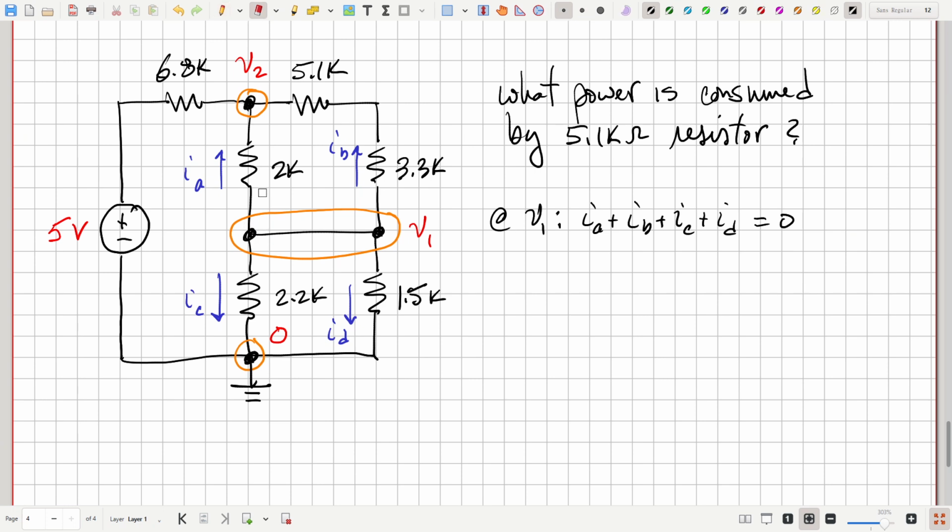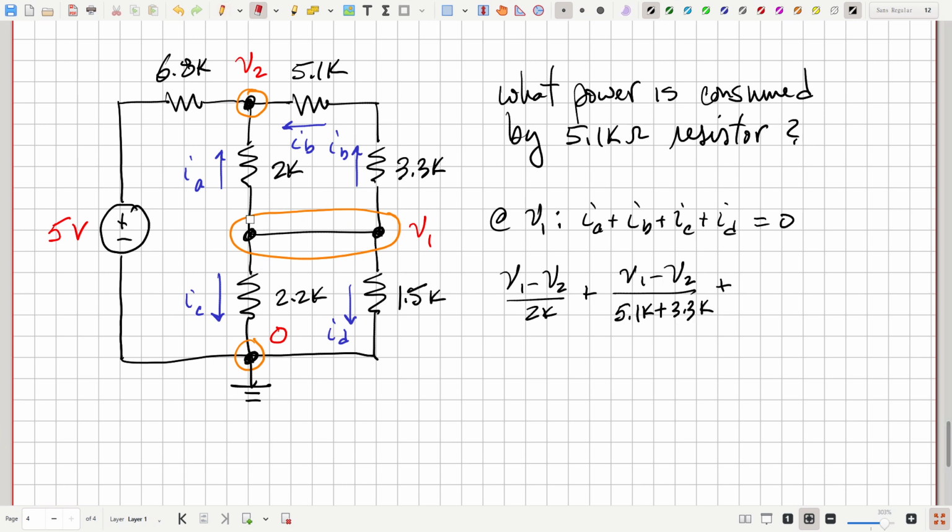IA would be V1 minus V2 over 2K. IB would be V1 minus V2. And here we have this situation with two resistors in series. And so this will be the same current flowing there. So we can just take the series combination and say this will be V1 minus V2 over the sum of these, this current IB. So V1 minus V2 over 5.1K plus 3.3K.